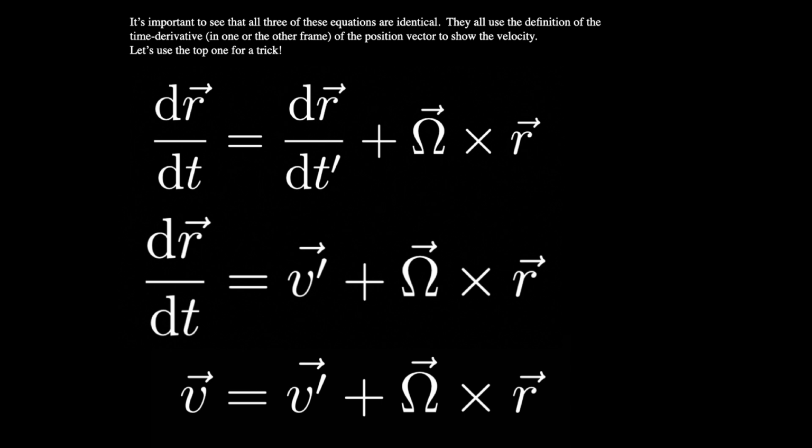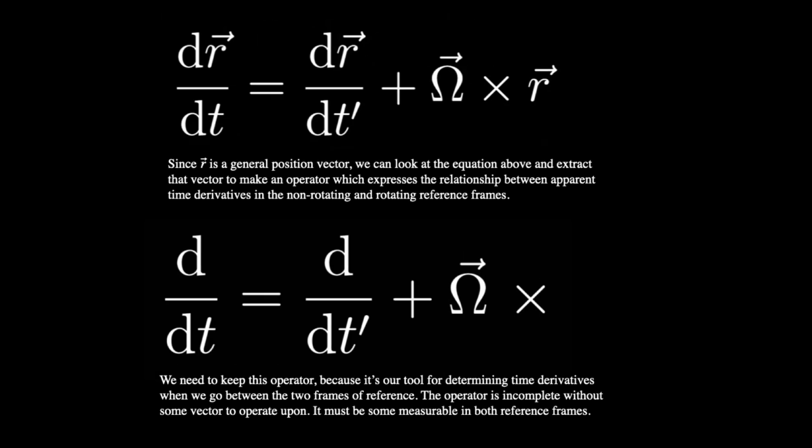So make sure, and we're going to use the top one now for a trick, because look at the top one. It has one common element, and that is the radial vector. So we're going to use that as a trick. So let's take that first equation and extract the radial vector, which is the same thing throughout all of them. And we're going to extract it, remove it, delete it, cut it, however you want to say.